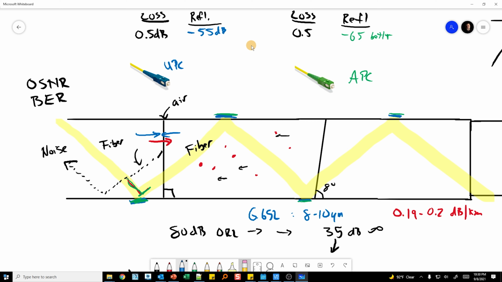I have a bit of a mess here. Let me see if I can clean it up a little bit. So I'm drawing all over this board here. But essentially what's happening with these connectors, whether it's UPC or APC, is we are reflecting light back, right? And I call this pool table physics.